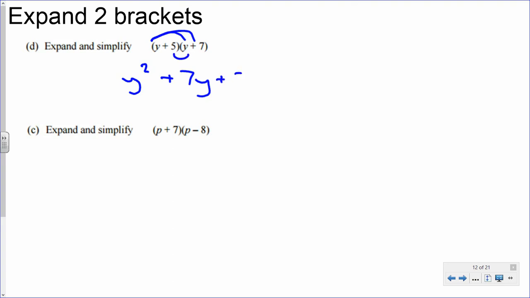And now I need to move on to the 5. 5 times y is 5y. 5 times 7 is 35. Remember, that's multiplying all the time. A lot of people try to add those at the end. Then simplify. Well, I've got y squared, but the middle terms are both y, so I'm going to add those together. That's 12y, and then I've still got my 35 on the end.